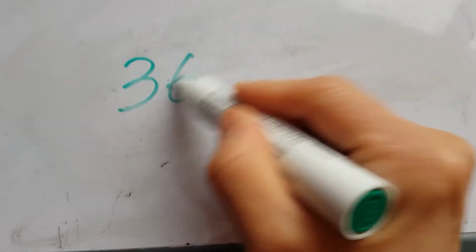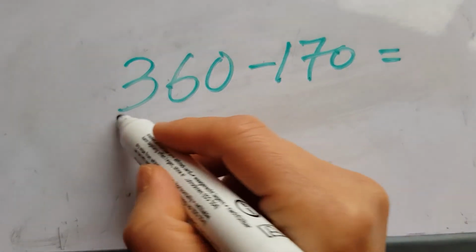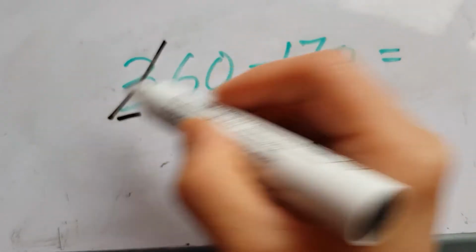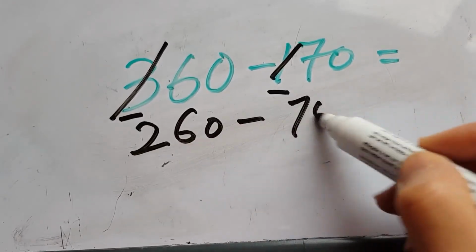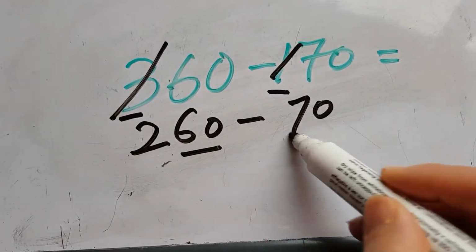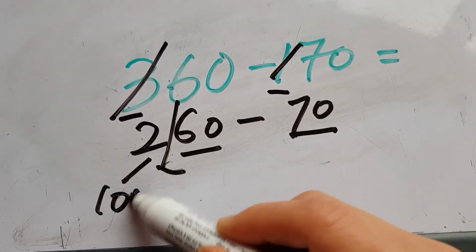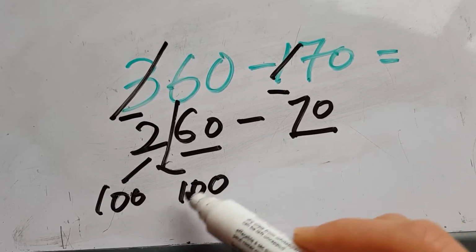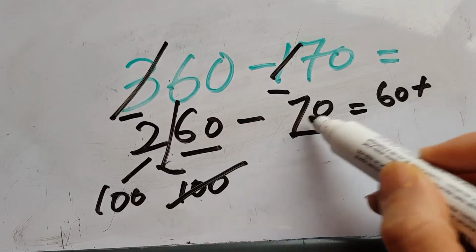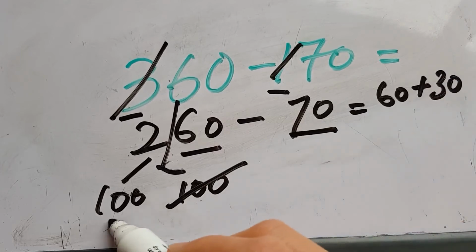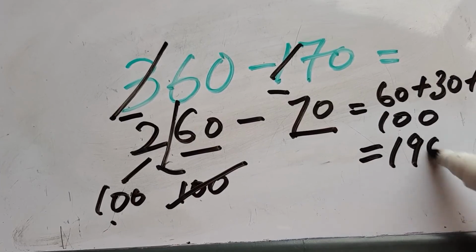Let's do one more: 360 take away 170. Go from the left, take away first. 300 take away 100 is 200. So now what you are left with is 260 take away 70. 60 is not enough to take away 70. So borrow 100 from here. So you have 60 left that you haven't used. So now use the 100, take away 70 is 30. And then you have 100 left there. So altogether it is 190.